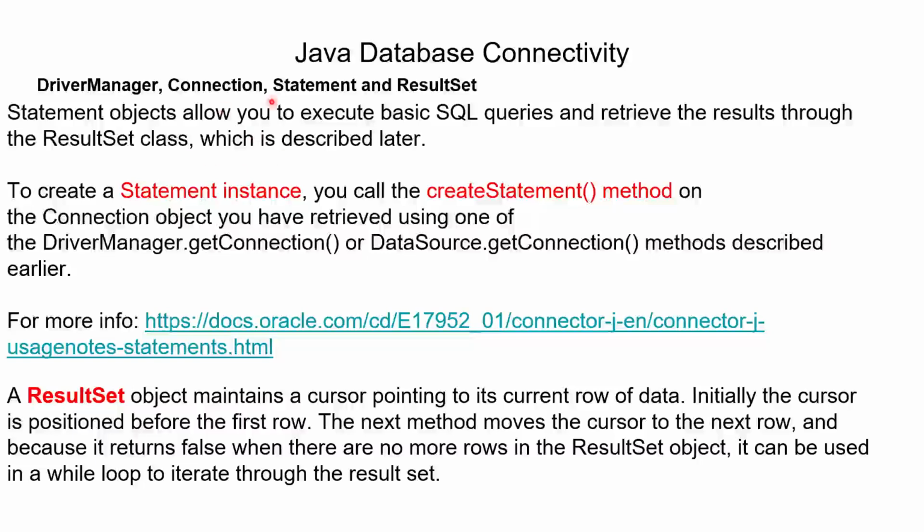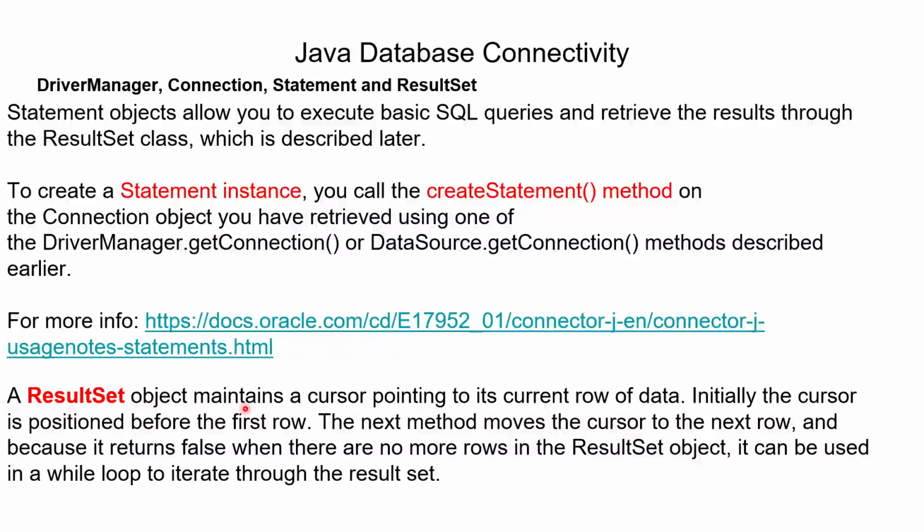Here we'll discuss the driver manager, the connection, the statement, and the result set. Statement objects allow you to execute your SQL queries. A query could be a select statement, could be an update, could be an insert, and you retrieve the results through a class called ResultSet, which we'll look at later. To create a statement instance, you call the createStatement method on the connection object you have retrieved using one of the DriverManager getConnection methods. So first we have to make a connection, and then we can call the methods described. We make the connection and that returns an object. Please check your Oracle documentation for more information on the connectors.